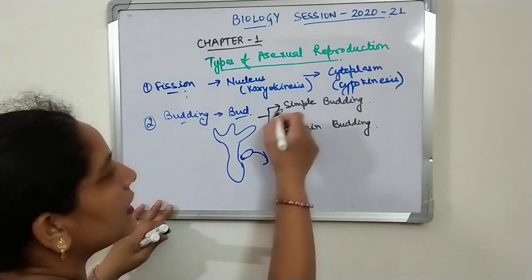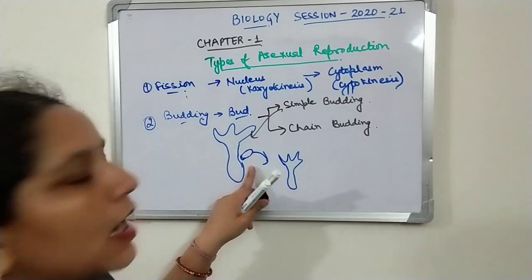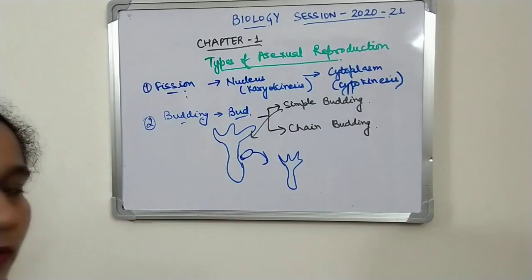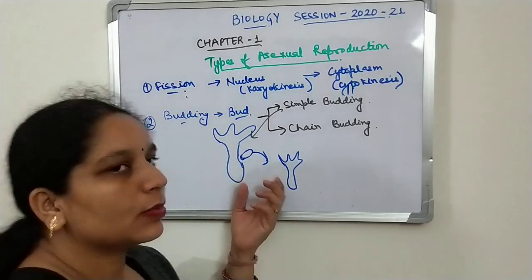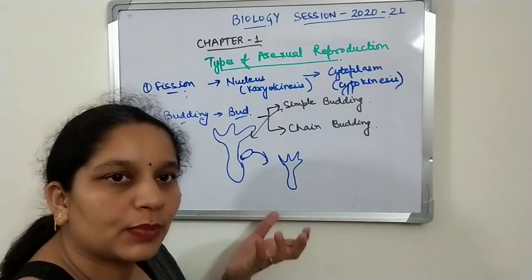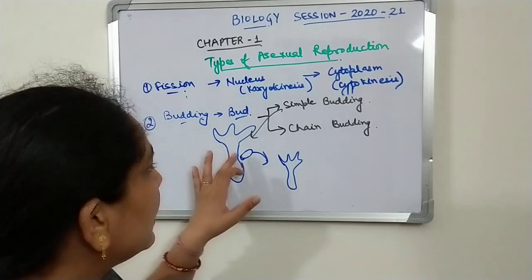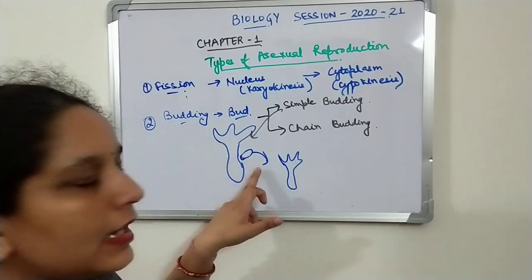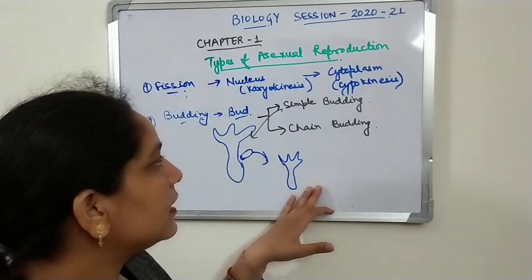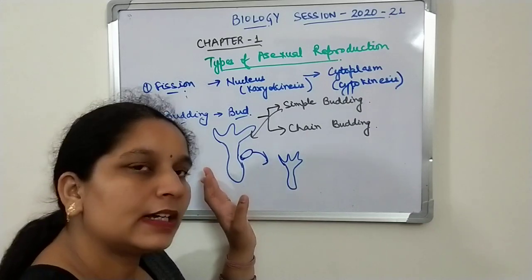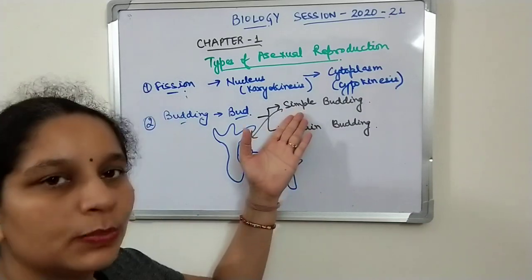The simple budding is this one, in which one outgrowth is coming, one bud is coming, it is attaining a proper size, attaining the independency, and after attaining that it is getting detached from the parent, and after germination it is giving rise to the new individual, the adult organism. This is known as the simple budding.